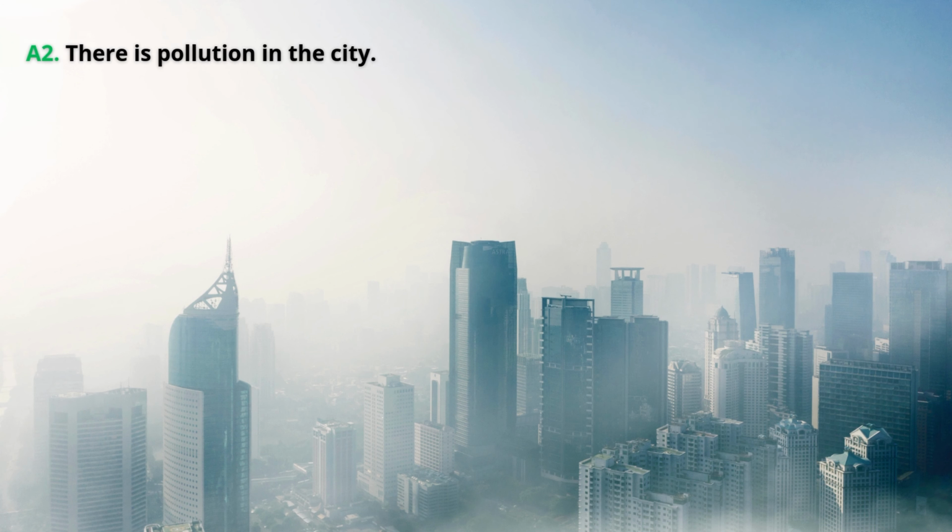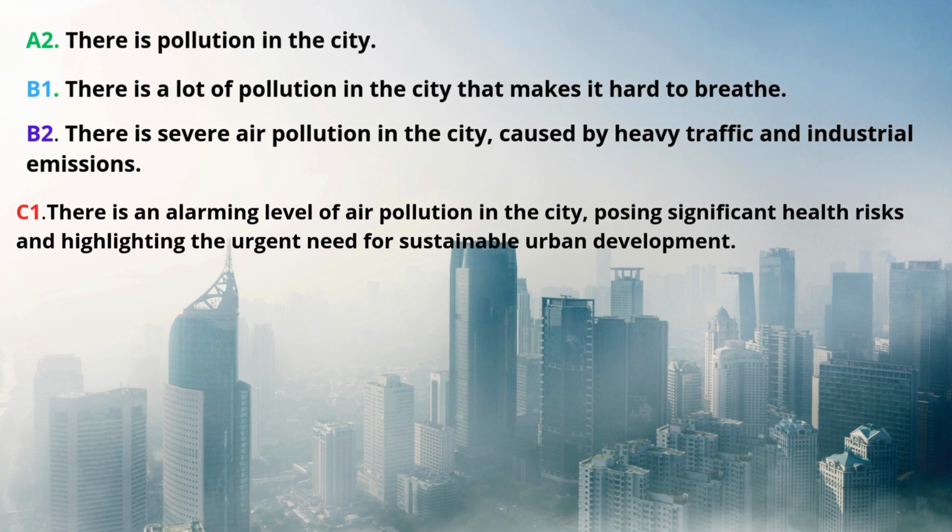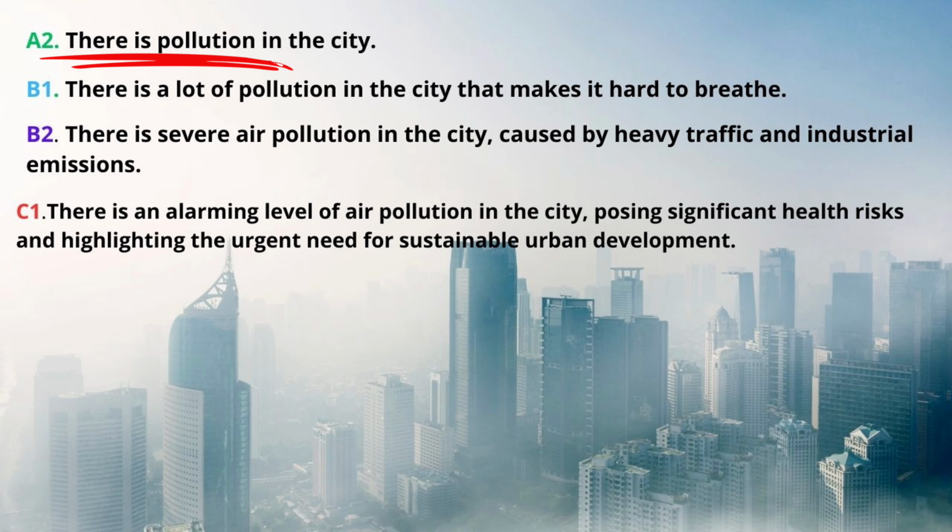Now let's make the task even more difficult. Let's learn how to make complex sentences using very simple constructions. Look at this example. How did I turn this into that? The first sentence sounds pretty easy. There is pollution in the city.